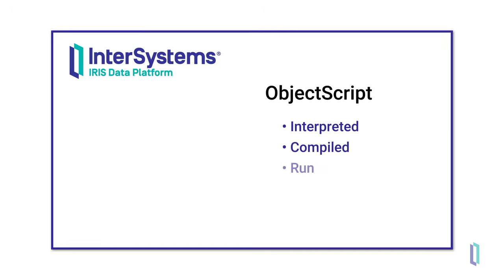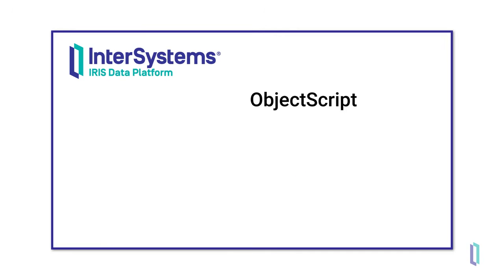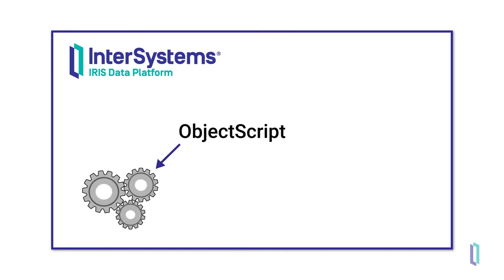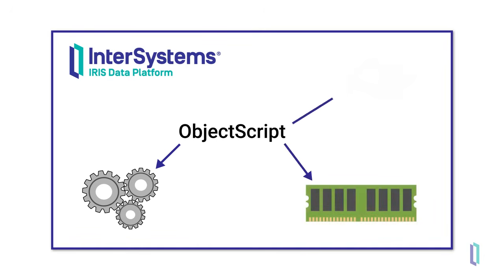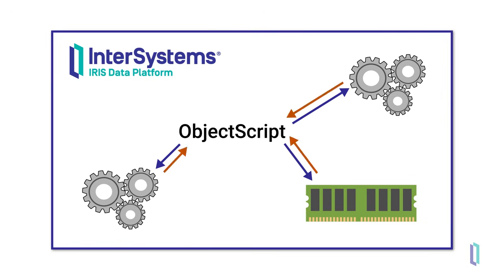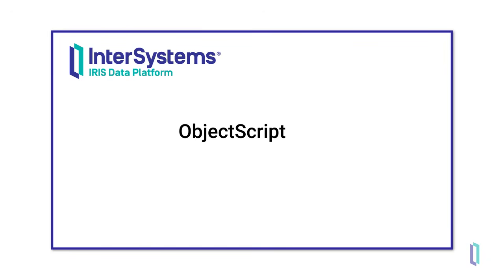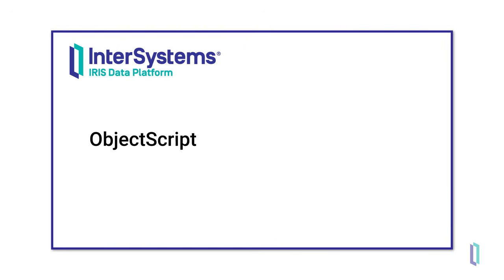interpreted, compiled, and run inside the data platform. Because ObjectScript executes within the context of InterSystems IRIS, it has direct access to the memory and procedure calls of the data platform. The opposite is also true. InterSystems IRIS can directly call code written in ObjectScript, meaning users can specify callback functions for specific events, such as an insert in the database or new data entering a TCP port.